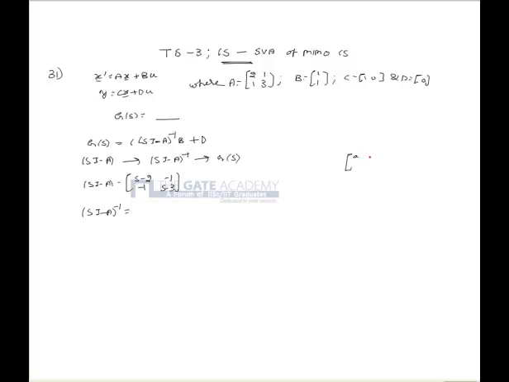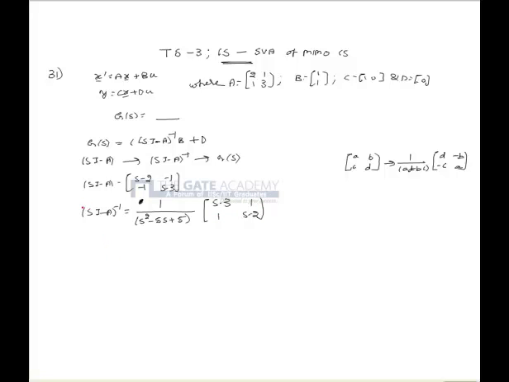We know that if a 2D matrix is given as [A B; C D], the inverse of the same is given as 1 by (AD minus BC) whole multiplied by [D, minus B; minus C, A]. Similarly, we can get (sI minus A) whole inverse as 1 by (s square minus 5s plus 5) as a whole multiplied by [s minus 3, 1; 1, s minus 2].